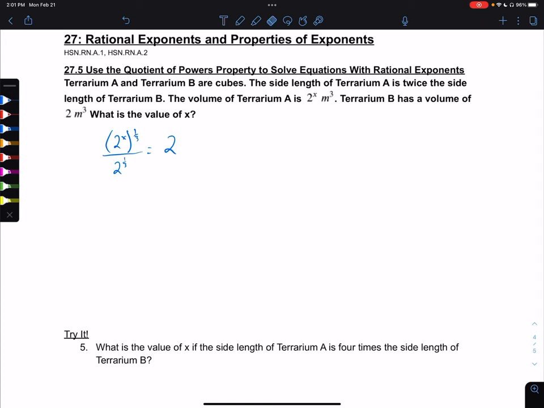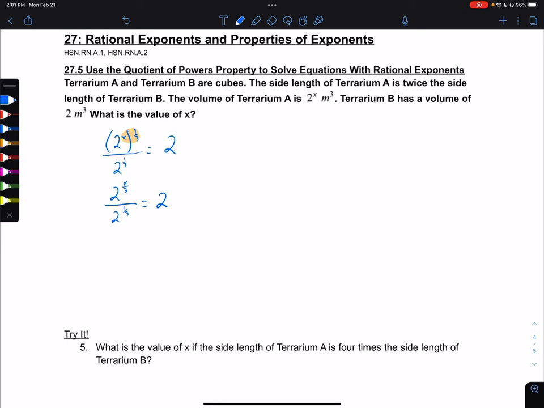So we have 2 to the x power raised to the 1/3 power divided by 2 to the 1 power equals 2. Our first step is we're going to look at the power to power property. So we have 2 to the x raised to the 1/3. We're allowed to multiply those. So we would get 2 to the x over 3. And then this would be 2 to the 1/3, and 2 stays the same.